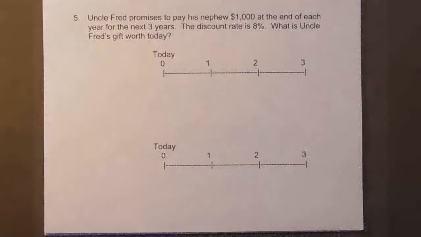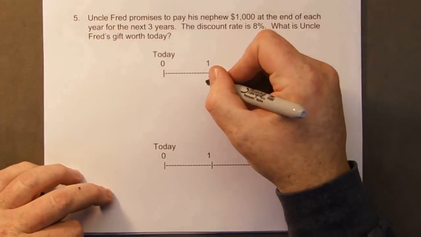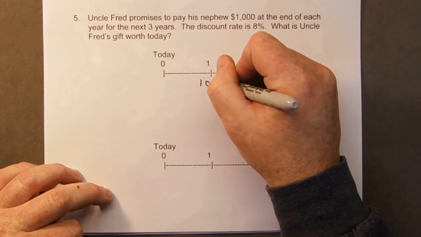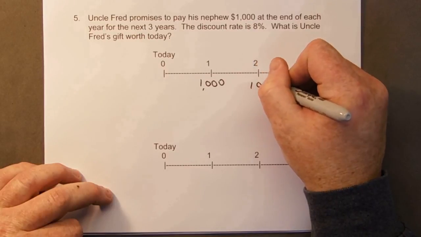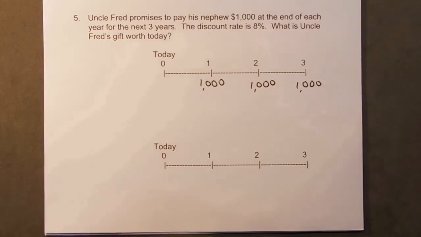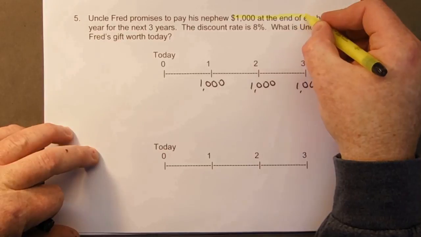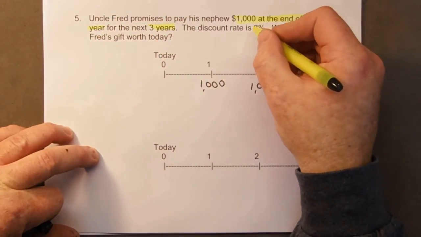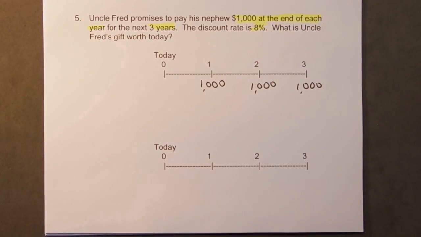And problem 5, we have Uncle Fred, and Fred promised to pay his nephew $1,000 at the end of each year for the next 3 years. All right. Discount rate is 8%.